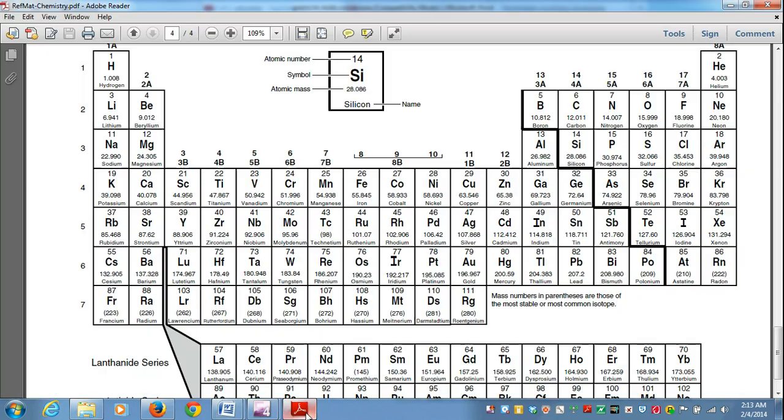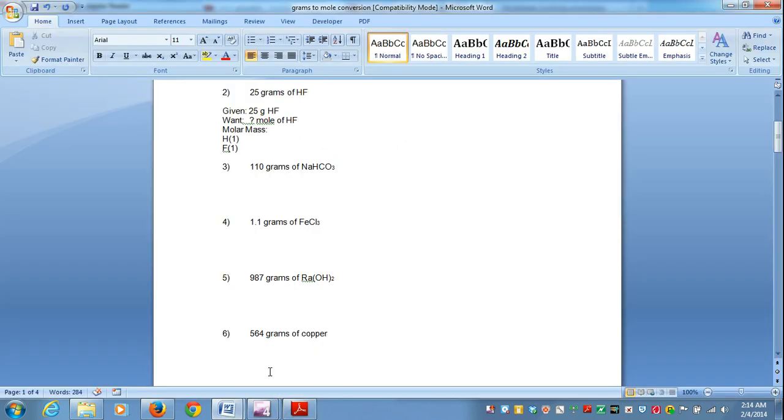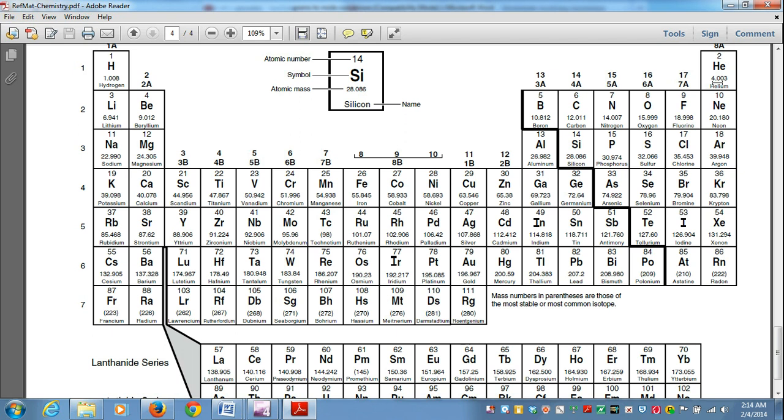The next thing that I want you to do is let's look at your periodic table, and you have hydrogen. We need to find the mass of hydrogen, which is 1.008, which we're going to round off to just 1.0. The next atom is fluorine. Let's go back to the periodic table. We want to find the mass. The mass for fluorine is 18.998, which we're going to round off to 19.0.